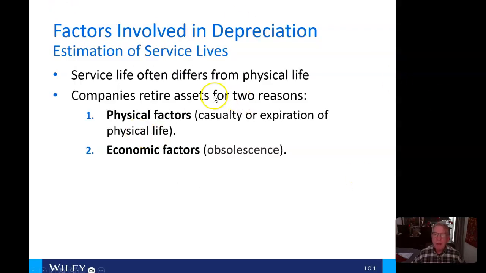Okay, estimation of service lives. So here, the service life often differs from the physical life. Companies can retire assets for a couple of reasons. One, it just runs out of steam. The car doesn't work anymore, and it has to be disposed of. Or there can be economic factors, obsolescence.